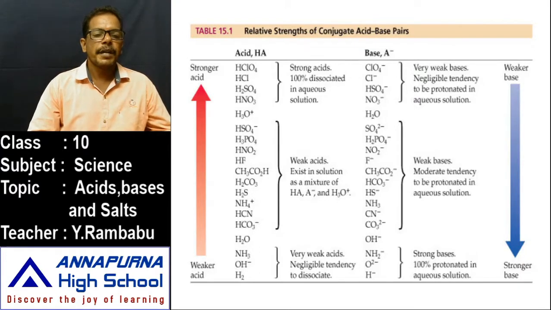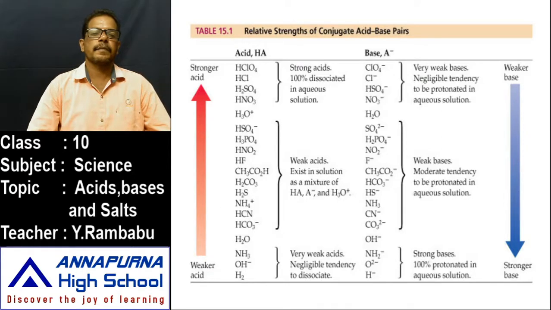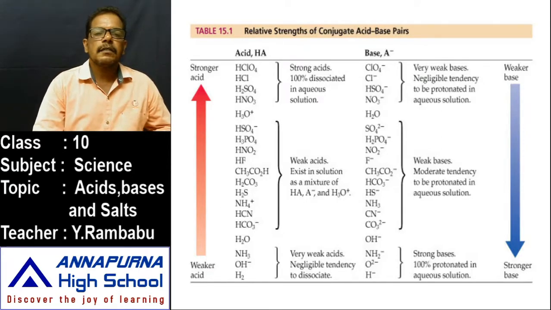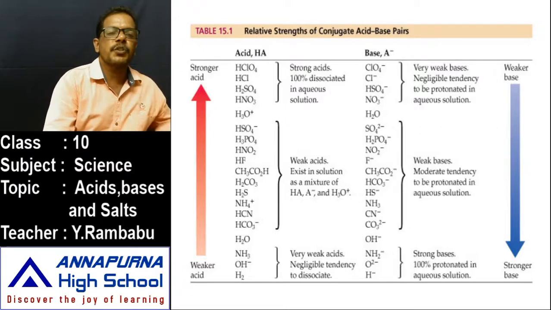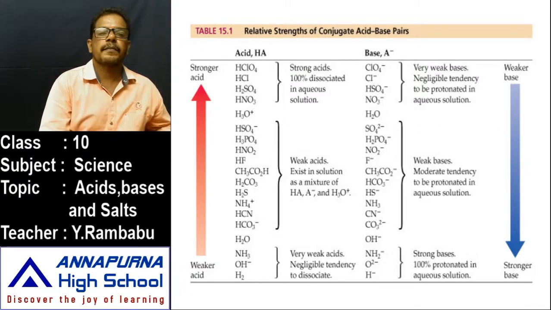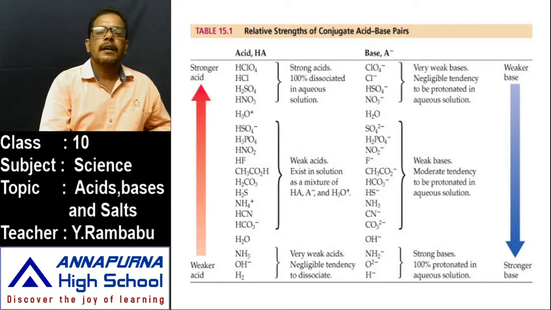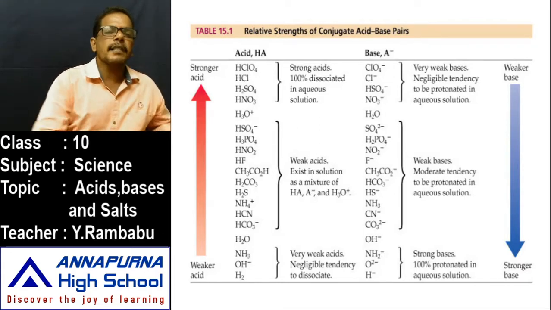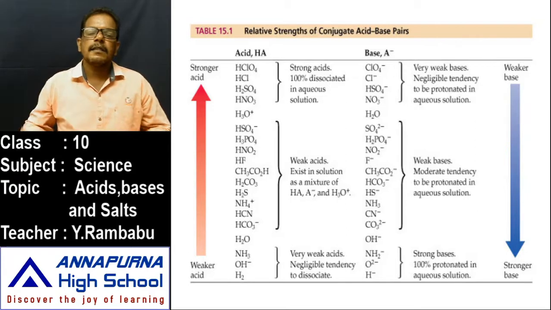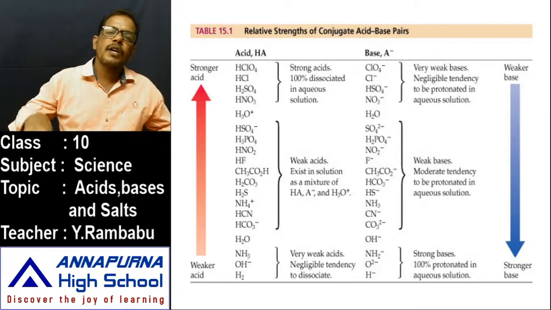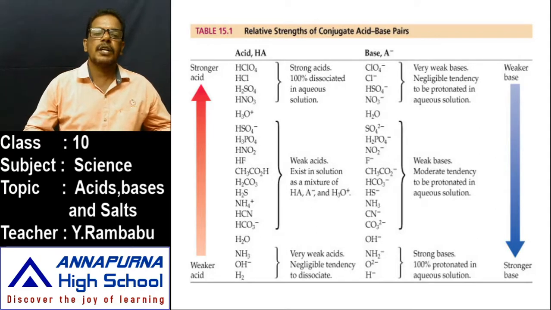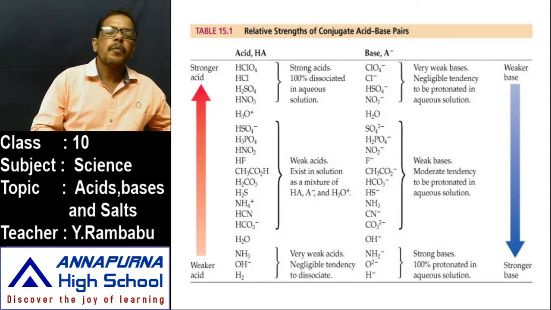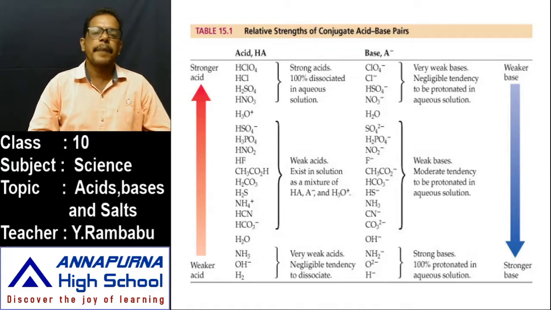Next, ammonia and hydroxide, these are very weak acids. Why? They have a negligible tendency to dissociate; they remain the same as they are. In the case where more H+ ions, that is positive ions, hydronium ions, are present than the negative hydroxide ions, it is an acid. In the same manner, if more OH- ions, negatively charged ions, are present than positively charged ions, then it is a base.